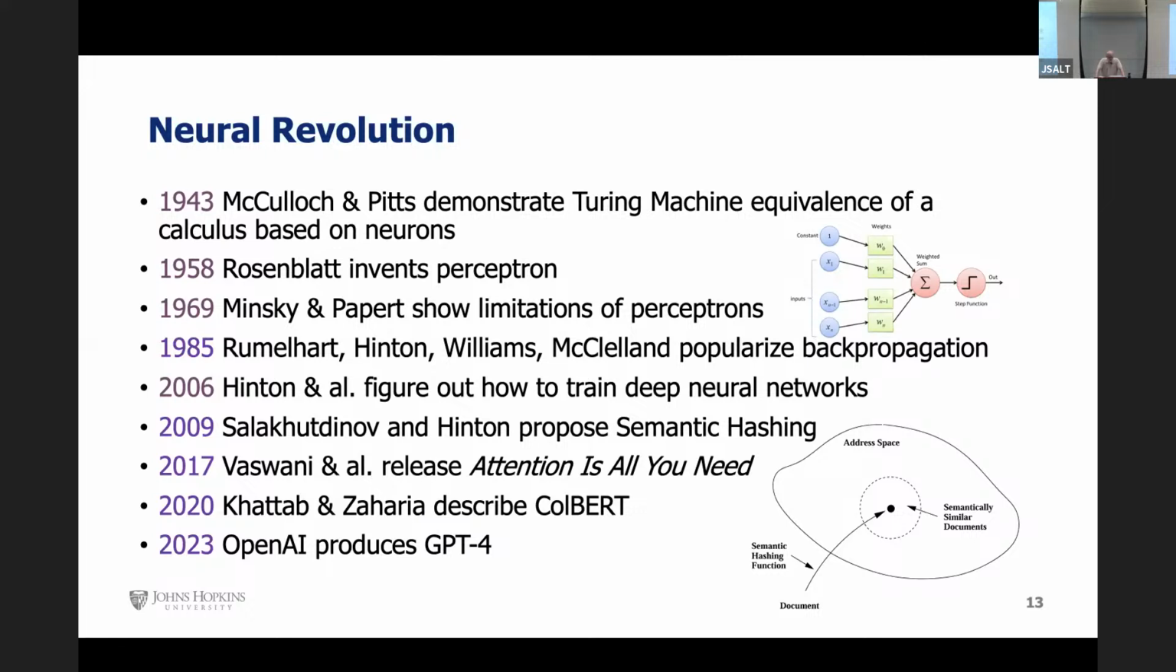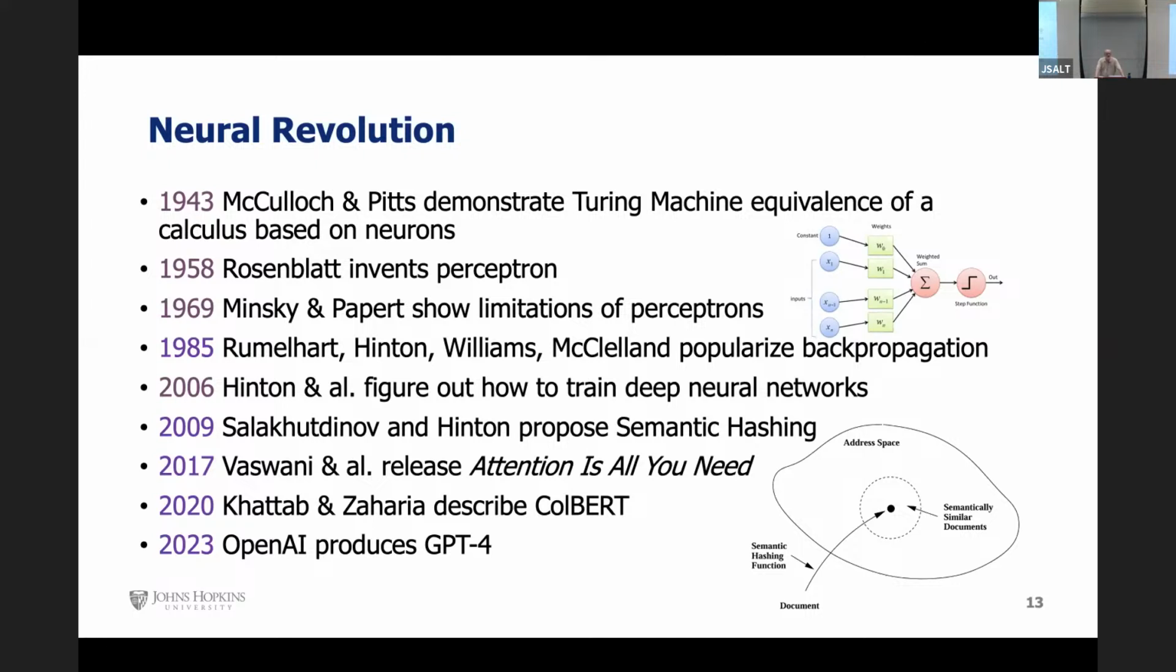But people kept plugging along, and backprop was popularized around 1985. In the mid-2000s, folks figured out how to use GPUs to train deep neural networks. The first real retrieval based on neural networks was, and I can never pronounce this, whatever, and Hinton proposed semantic hashing, which was sort of like hashing, but the thing you're hashing on is not the string, but the concepts.